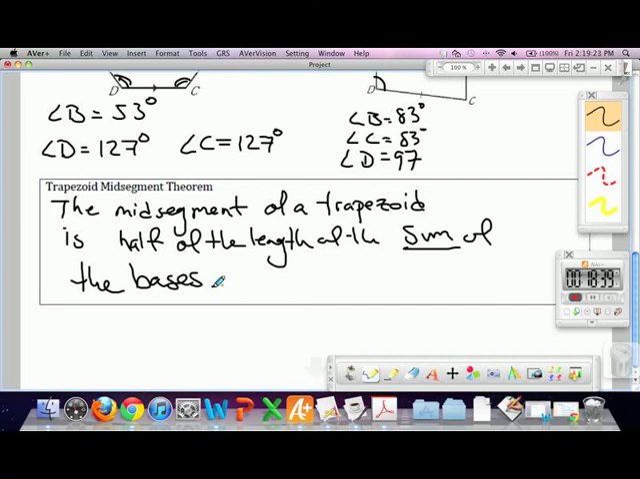So if I have, say, some trapezoid, we generally call them B1 and B2. The length of the midsegment is add B1 and B2 and divide by 2.